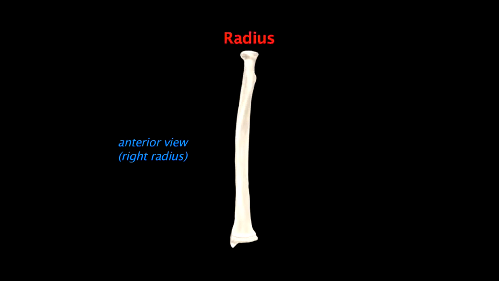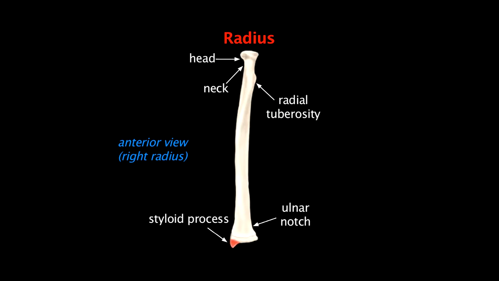The structures on the radius are fairly simple though. At the proximal end, you have the head, which articulates with the humerus at the capitulum. Just below the head is the neck, and just below the neck, on the medial surface, you'll find a small bump called the radial tuberosity. At the distal end, on the medial surface, there's a slight depression forming the ulnar notch. This notch articulates with the head of the ulna, and laterally is a conical projection, shown here, called the styloid process.